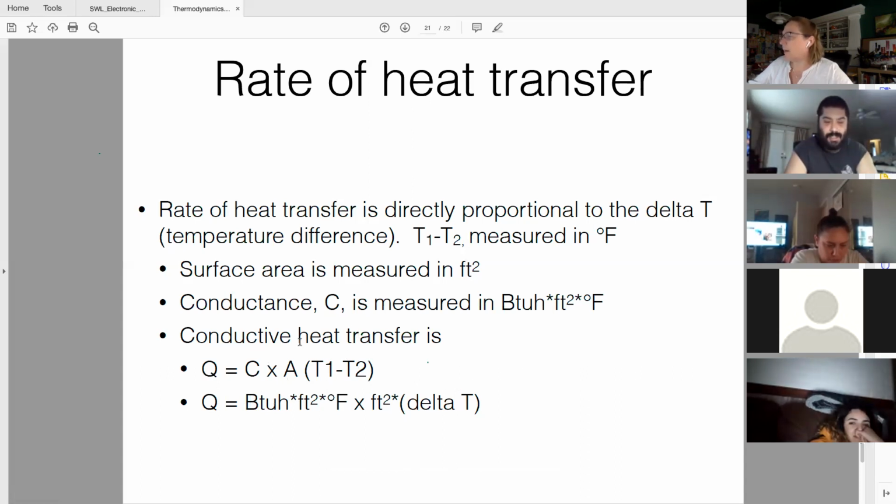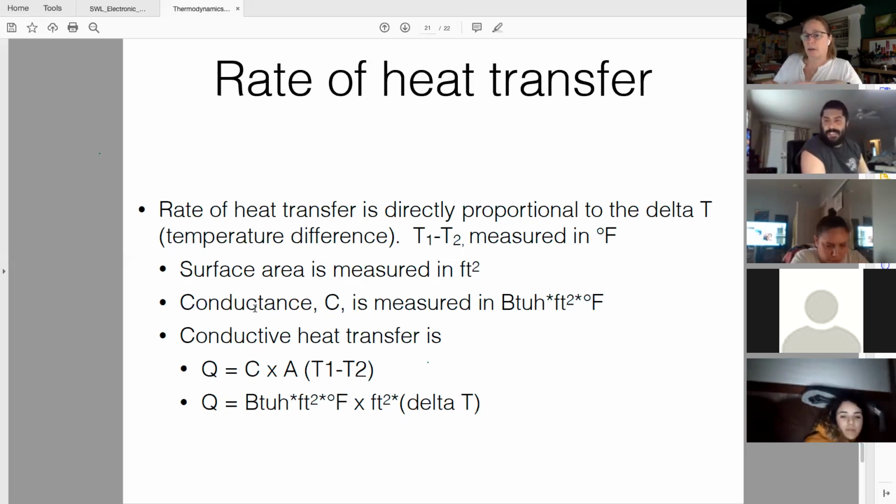So when we were talking about conduction, remember the other day we were talking about how it's based on the area of the material. So you have two dimensions. When we were talking about convection, it started to become three-dimensional, and so it involved volume, okay?